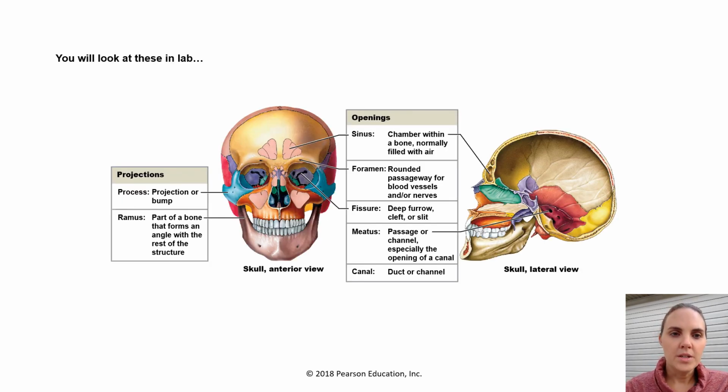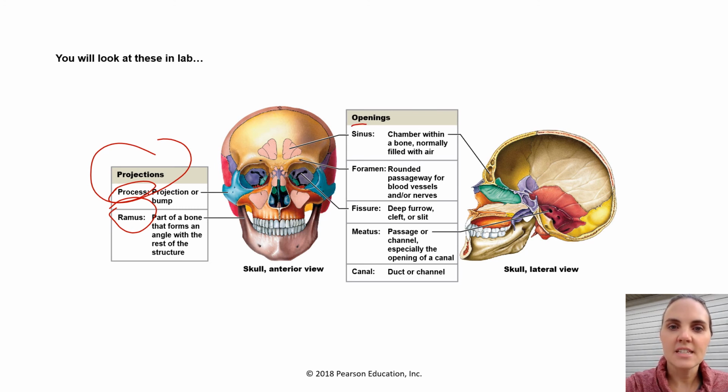And so you should review these in lab, and then there is also a homework assignment going over these bone marking terminologies. But we have projections, so things that are sticking out of the skull. We have processes, which is a projection or bump. And then ramus is a part of a bone that forms an angle. We have the ramus of the mandible or jawbone. And then different openings that we have within the skull.